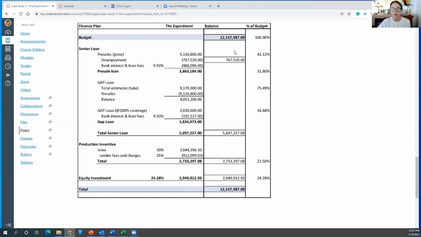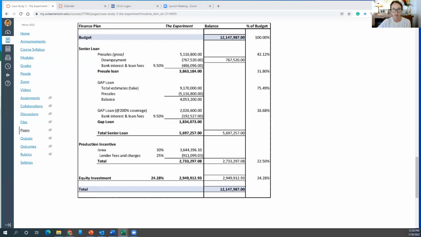So these three different sections, a bank loan, an incentive, and the equity, are the main pillars for my finance plan, and of course the down payment in connection with the distribution pre-sales as well. So here's what's going to happen if and when my total take estimate of $9,170,000 changes.